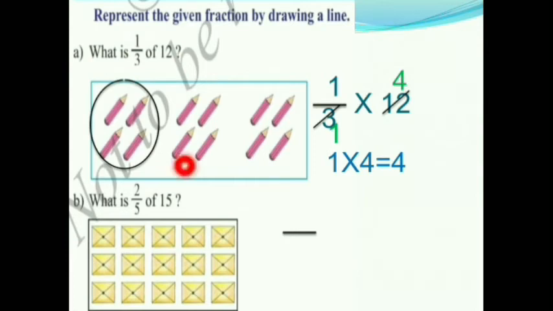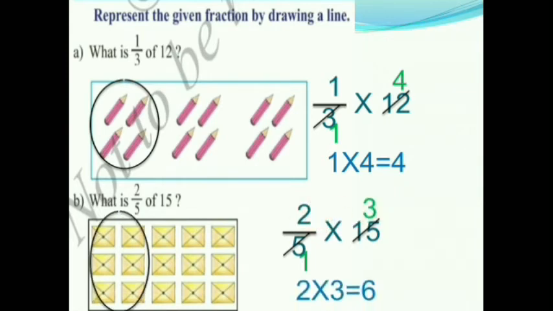Next question is 2 by 5 of 15. Here we have 15 biscuits. The fraction should be written as 2 by 5 into 15. Here 5 and 15 come in the same table. That is 5 table. 5 ones are 5. 5 threes are 15. Now we have 1 in the denominator. So we will ignore it. Now we have 2 into 3. What is 2 into 3? 2 threes are 6. So we will circle 6 biscuits.